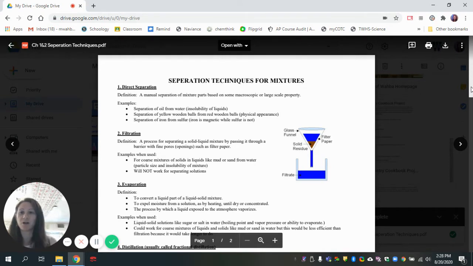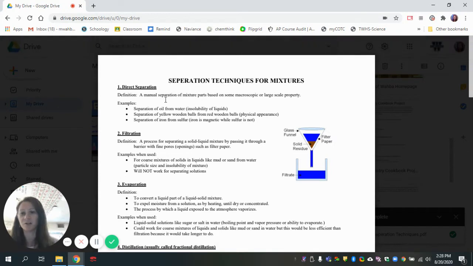So the first way we're going to talk about is direct separation. And direct separation is kind of like a broad term. It can involve a lot of different things. For example, if I have oil mixed with water, they don't dissolve in each other, they don't mix. So I could pipette one of the layers out, or I could use a separatory funnel to separate them.